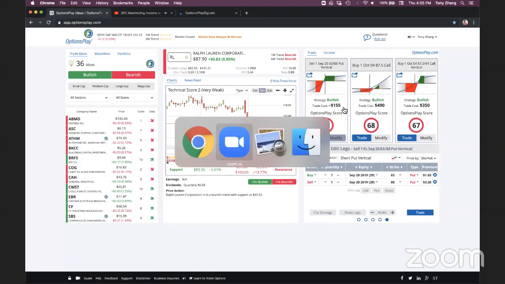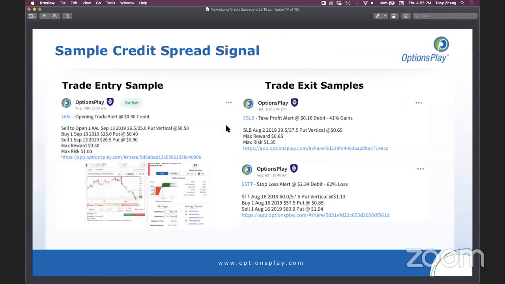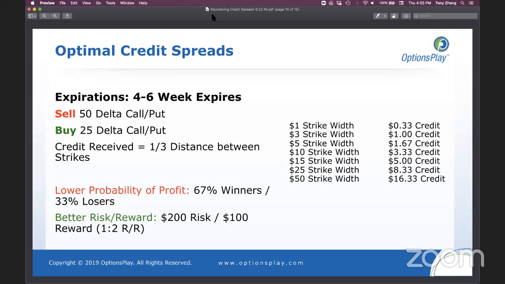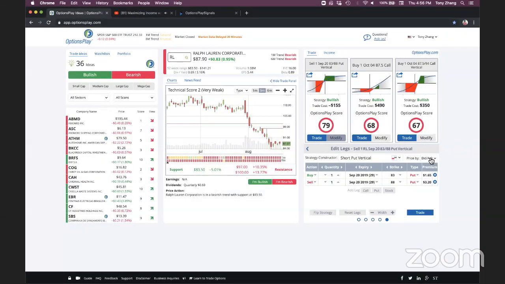So if you remember on our screen here before, we said that on a $5 wide spread, what we want to collect is roughly $1.67. So on a $5 wide spread, I want to try to collect about $1.67. We're a little bit shy of that here, but as you can see, that's the worst possible execution price. On the midpoint, we're actually getting 185. So I'm pretty confident that if I tried to fill this order, I'm going to get close to about $1.67, maybe even a little higher, $1.75 or so.